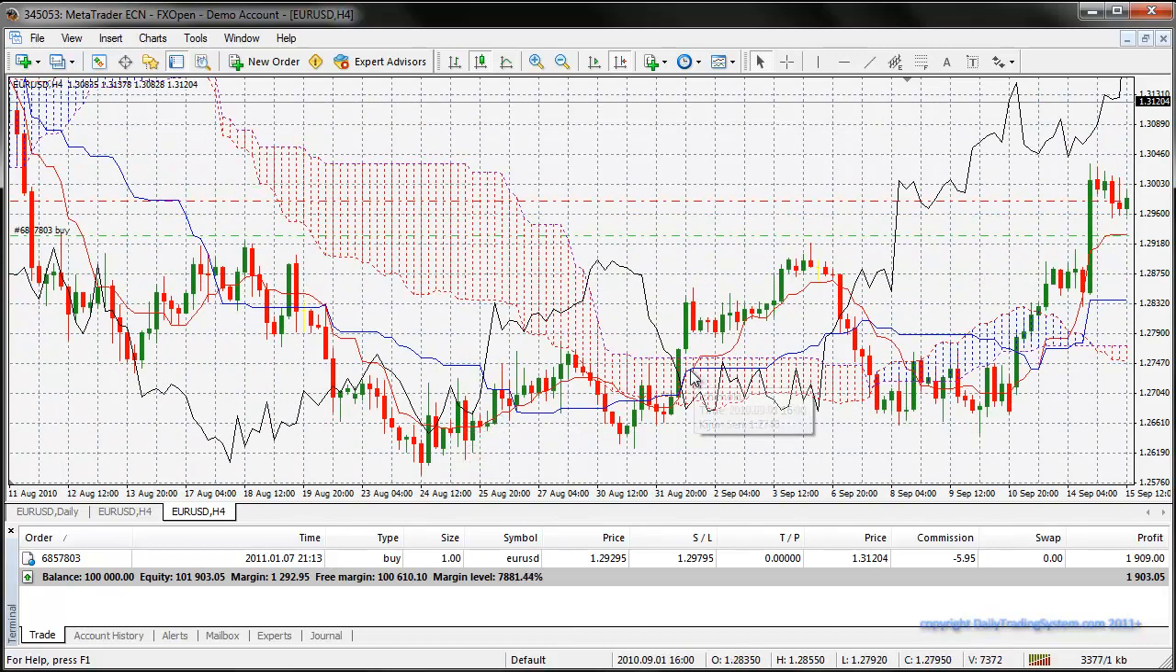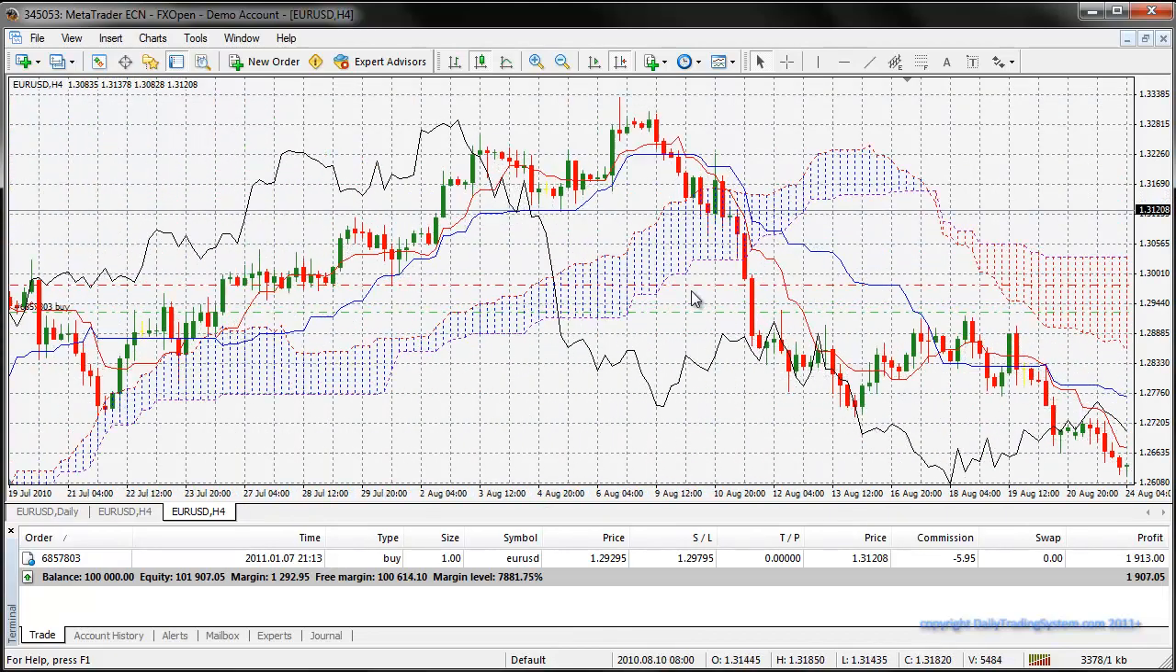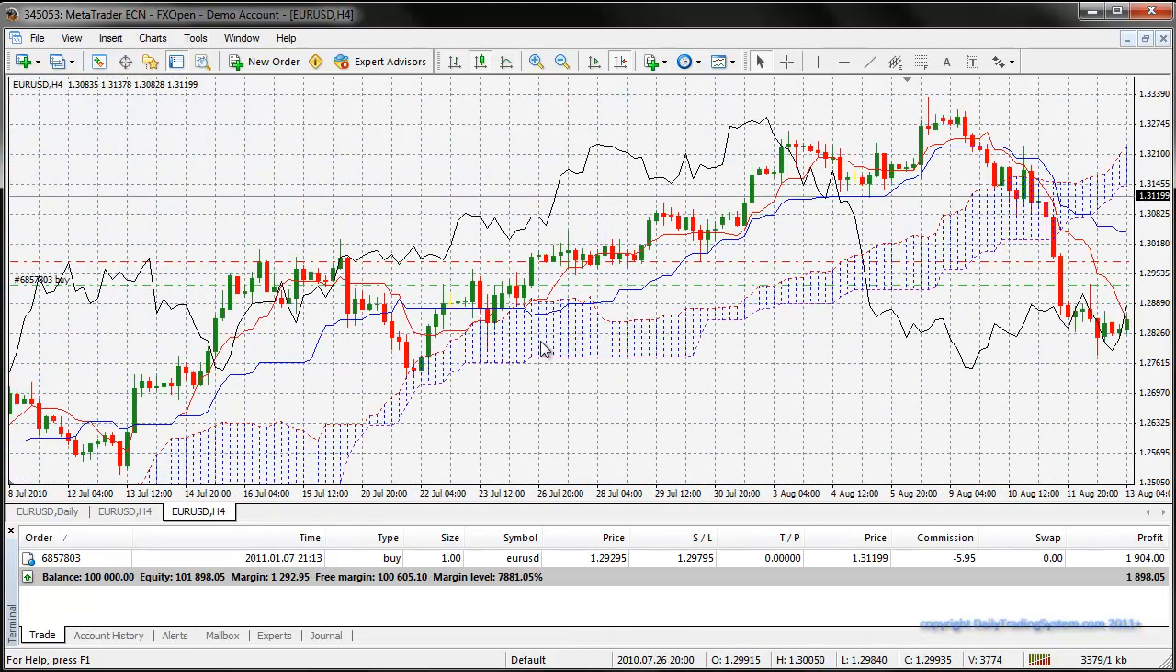Here is one where you've got the Chinku Span and the Convergence Span actually crossed over inside the cloud, so that's no good. We don't want that one. Let's keep on scrolling until we do find a buy trade.